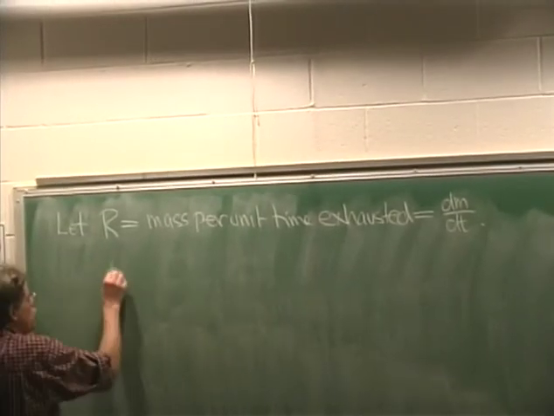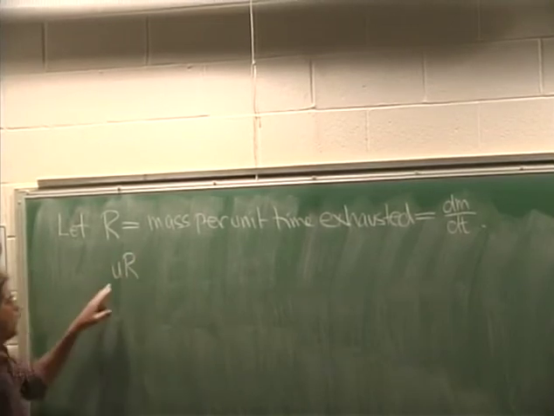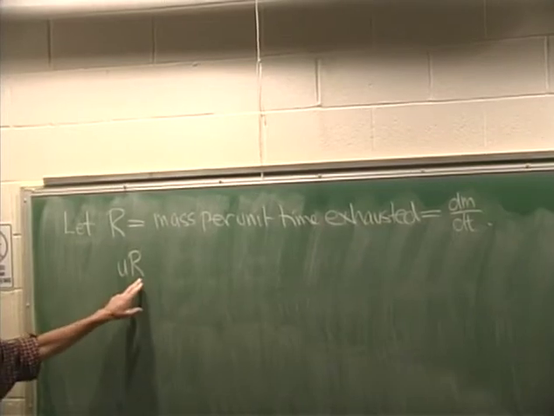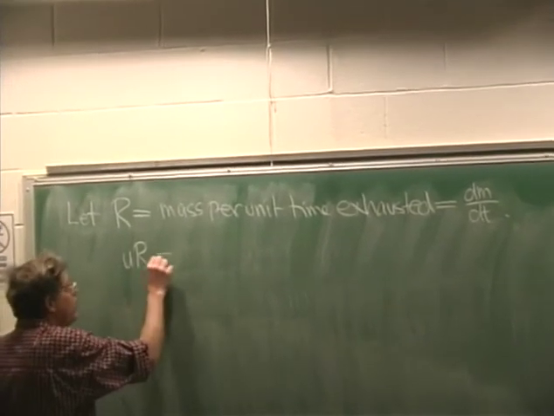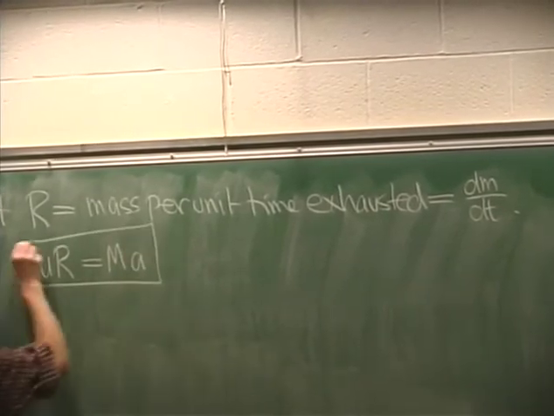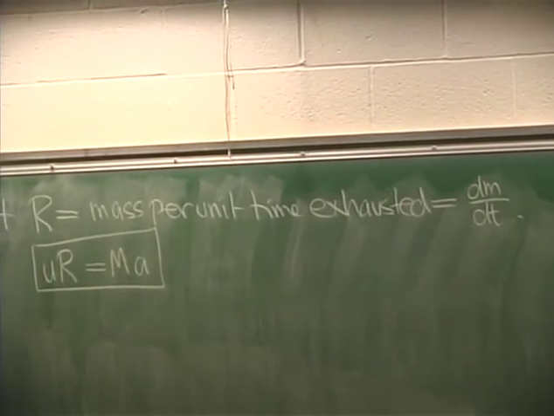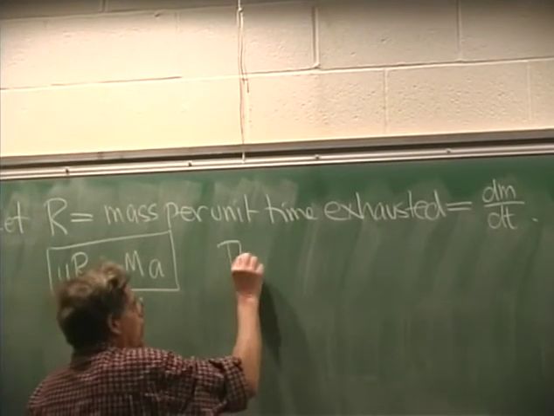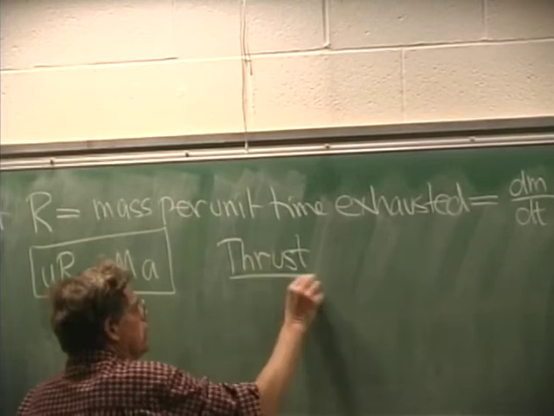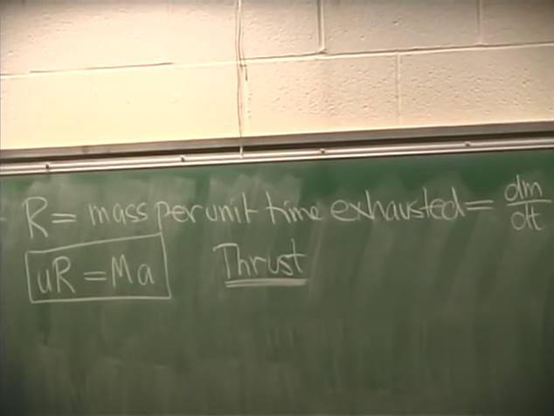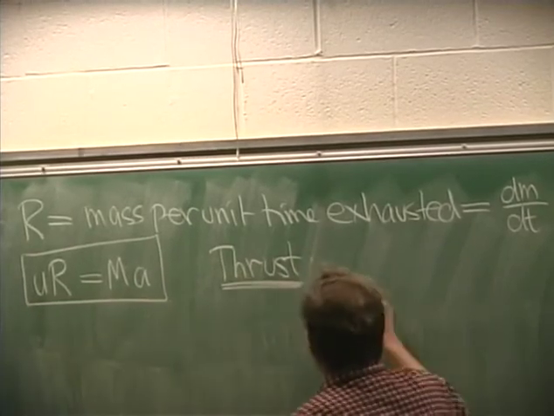So what does my formula say? U times R, where U is the speed the exhaust goes out at, and R is the mass per unit time, is equal to ma, mass times acceleration. This functions as a force. We call it the thrust. Thrust is the sort of force equivalent of the rocket motor.